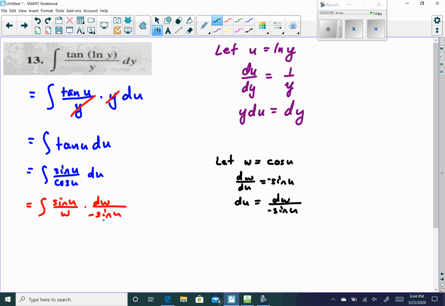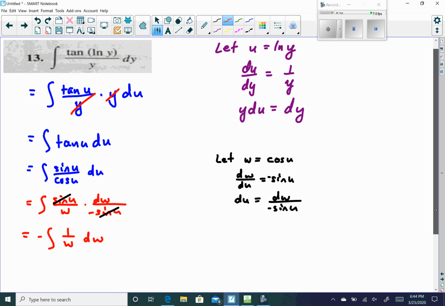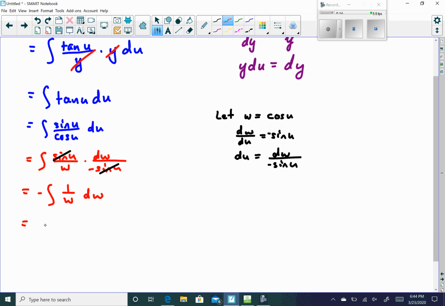So the sine u's cross out. We're left with a negative integral of 1 over w times dw. Alright, looking at this part, we're going to get the opposite of the natural log, the absolute value of w right now, and then plus c. But then resubstituting in what w is, that's cosine u, so now we get the opposite of the natural log, absolute value of cosine u plus c.